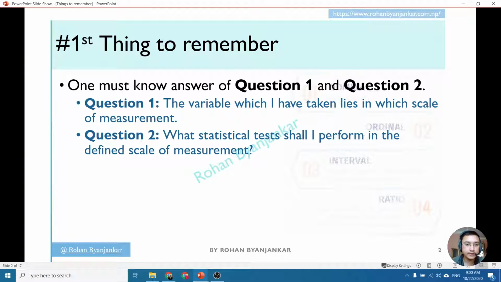And the second question is, which statistical test shall I perform in a defined scale of measurement? That is, if I have taken the variable gender, then I have known that gender lies in nominal scale. Then, following this, I must know which statistical test shall I use in the nominal scale. These two questions are the basic questions that the researcher must know while carrying out the data analysis.